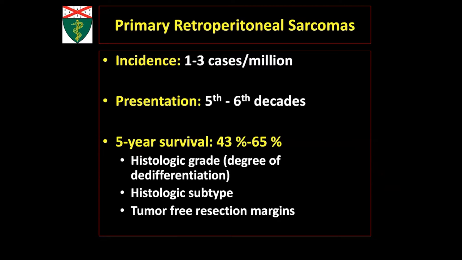So the mainstay of treating these retroperitoneal sarcomas is surgery. You have to try to take it out if possible, but because they get so large and because they can grow in this space in the retroperitoneum for a long time before they come to presentation, it's very tough to get tumor-free resection margins. And so that also plays into the overall prognosis.